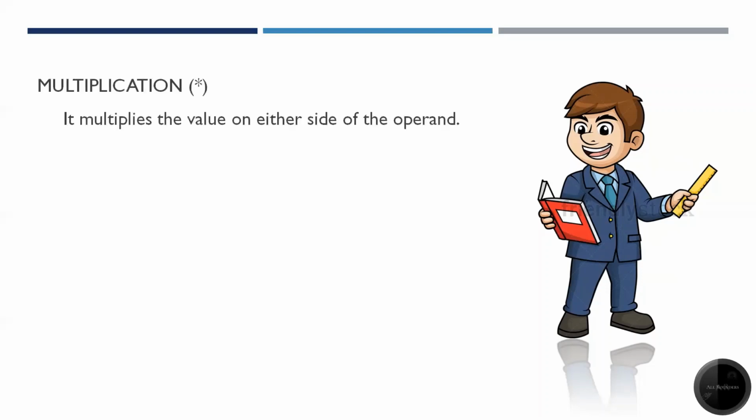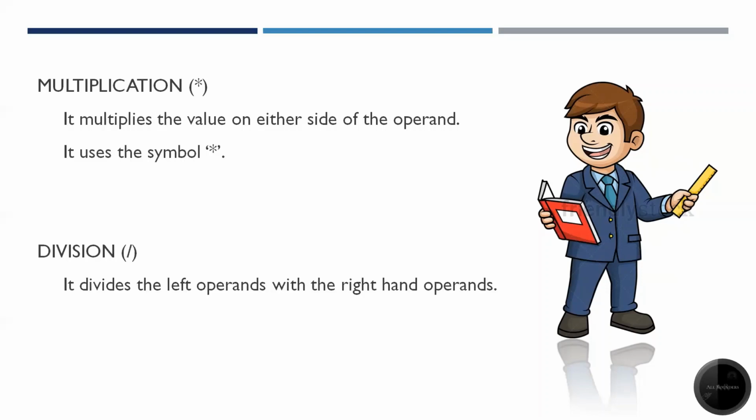Then comes multiplication. It multiplies the values on either side of the operator, and it is also the basic multiplication that we do in daily lives. It uses the symbol asterisk in Python. Then the division. It divides the left operand by the right-hand operand, and it uses the symbol backslash.